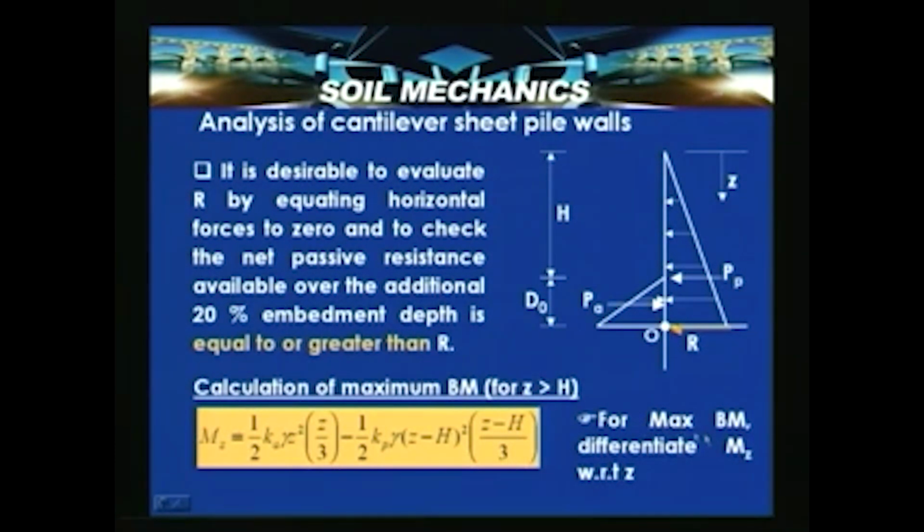For maximum bending moment, differentiate Mz with respect to Z, and we will get the location of Z where the bending moment is maximum, which occurs below this level. So the maximum bending moment is calculated for this simple active case of a cantilever sheet pile wall by using this method. For Z greater than H, the maximum bending moment is assumed to occur below the dredge level.